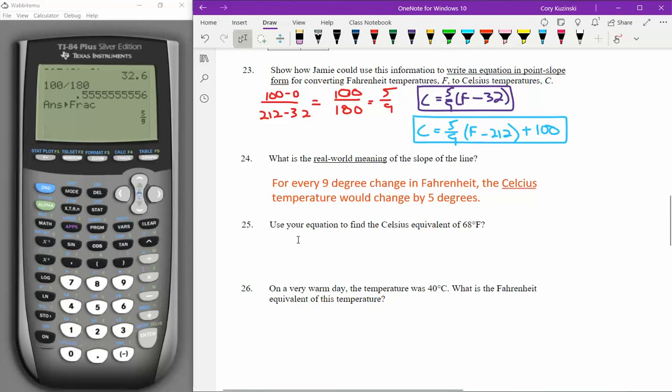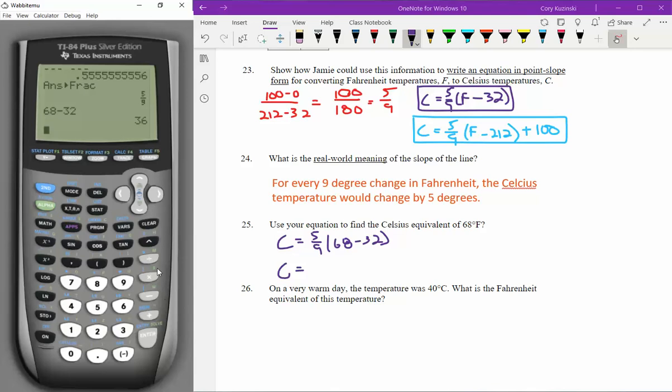Use your equation to find the Celsius equivalent of 68 degrees Fahrenheit. I think I'll use this purple equation. That's the easier one to use. So, all right, let's go 5/9 of 68 minus 32. So 68 minus 32 is 36, and we're going to multiply that by 5/9. That gives us exactly 20 degrees Celsius. By the way, you could Google this and you would get that answer. I mean, you could just type in what is the Celsius equivalent of 68 degrees Fahrenheit. It'll flat out tell you that, but your equation will as well.